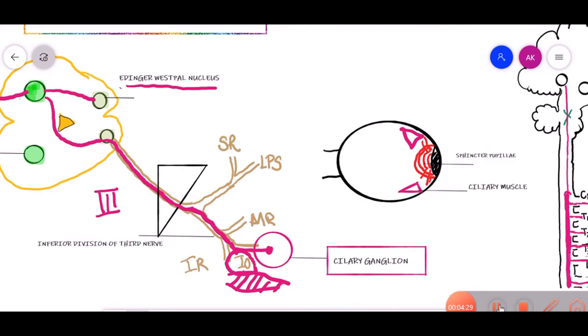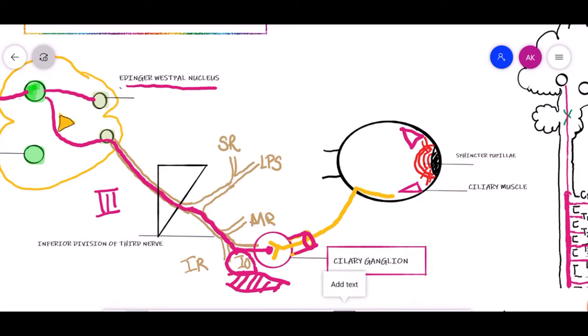After relaying in the ciliary ganglion, the postganglionic fibers will start from the ciliary ganglion, and now they are going to exit through the short root of the ciliary ganglion. As they exit the short root of the ciliary ganglion, they will be called the short ciliary nerves. These short ciliary nerves go towards the eyeball and pierce the sclera near the optic nerve, and travel between the sclera and the choroid, and now they travel forwards.